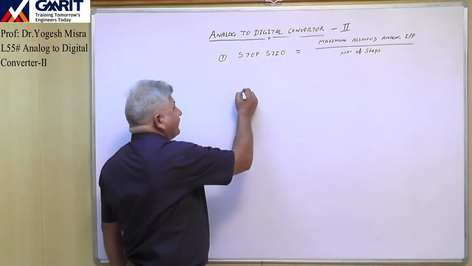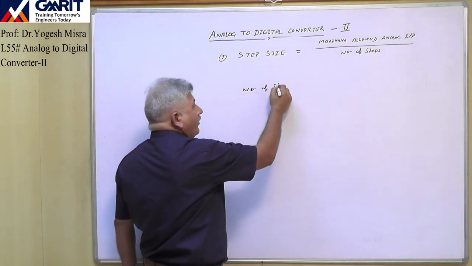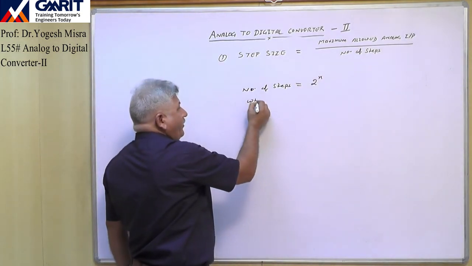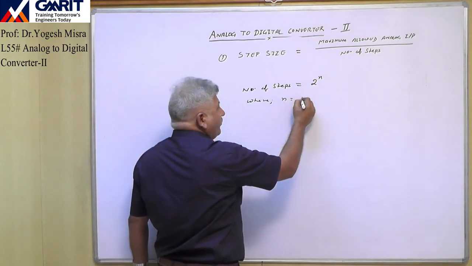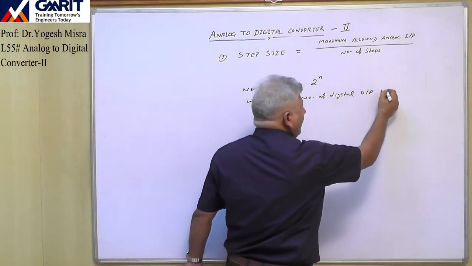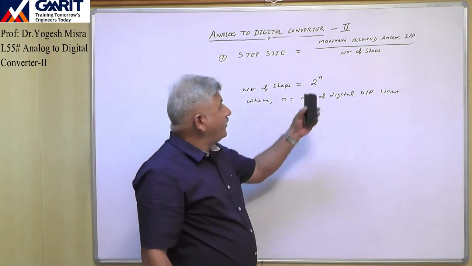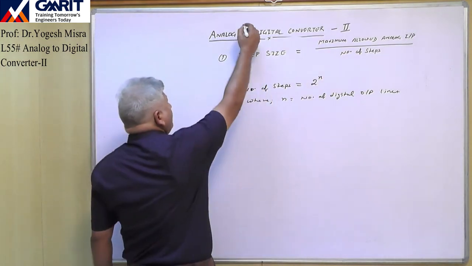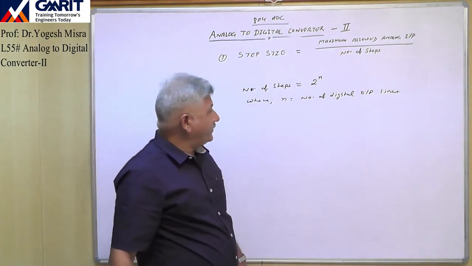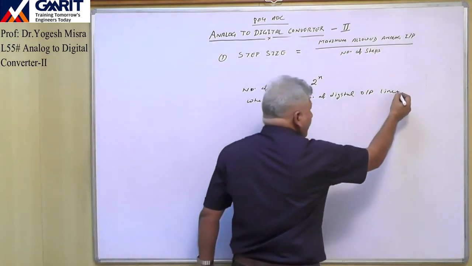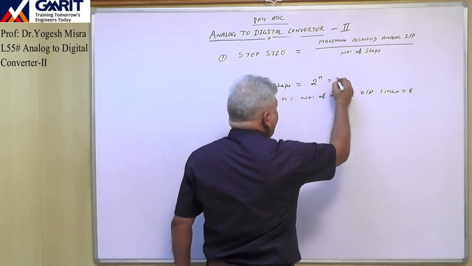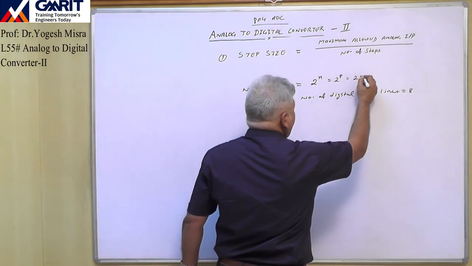Here the number of steps is given by 2 raised to the power n, where n is the number of digital output lines. In the case of the 804 ADC, the number of digital output lines is 8. So the number of steps will be 2 raised to the power 8, which is 256.